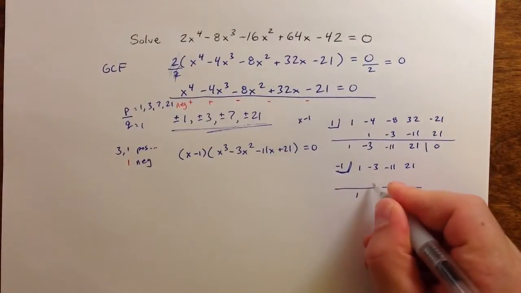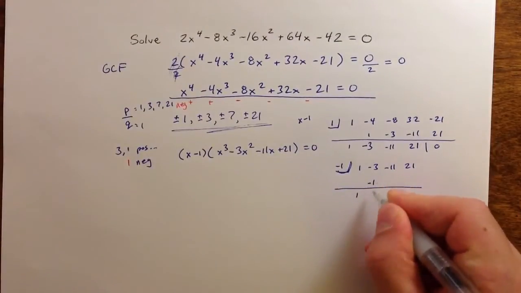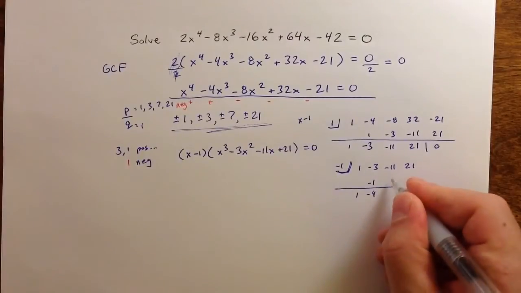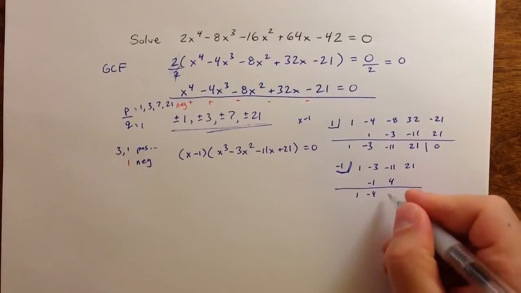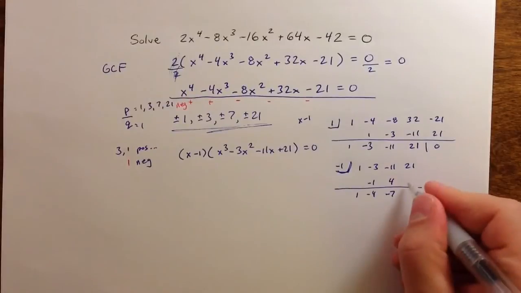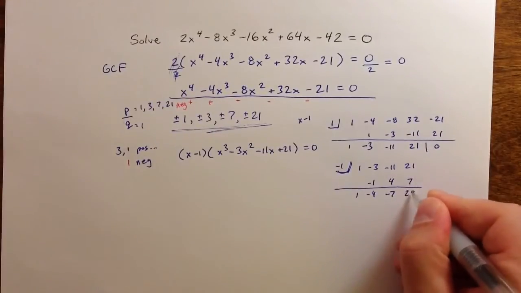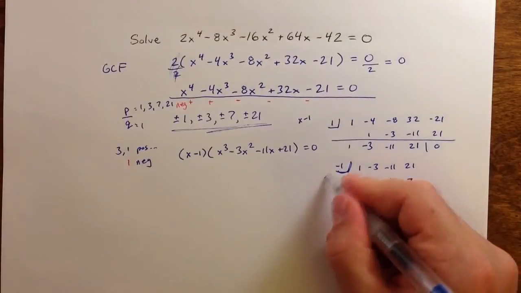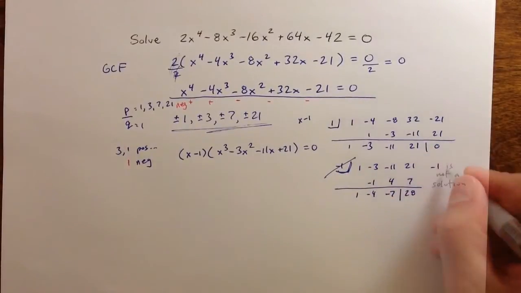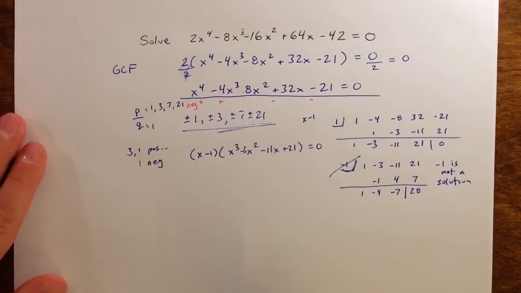And I can divide. I get 1 now times negative 1 is negative 1, negative 4. Times negative 1 is 4. I get negative 7, and times negative 1 is 7. So adding those I get 28, so -1 is not a solution. So we need to look elsewhere.